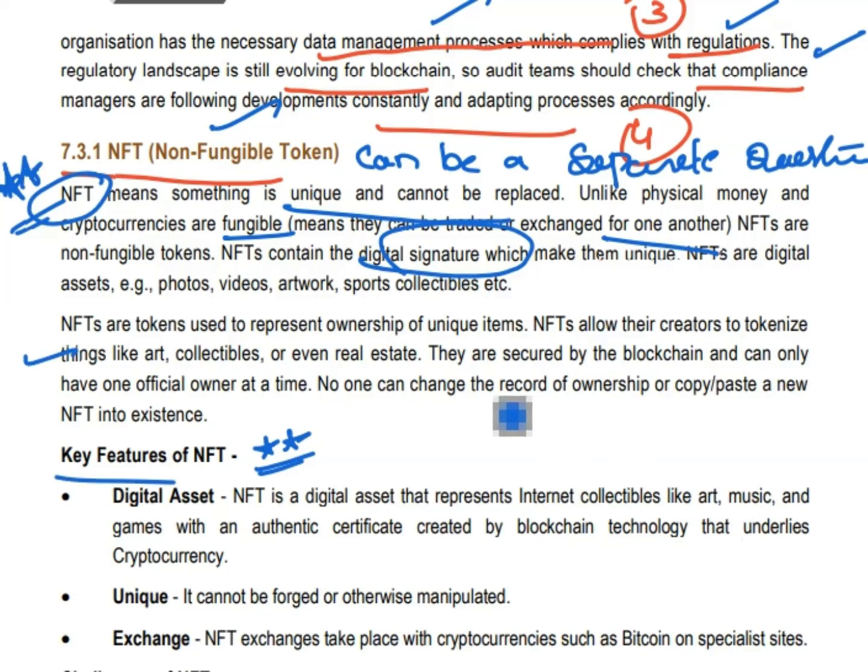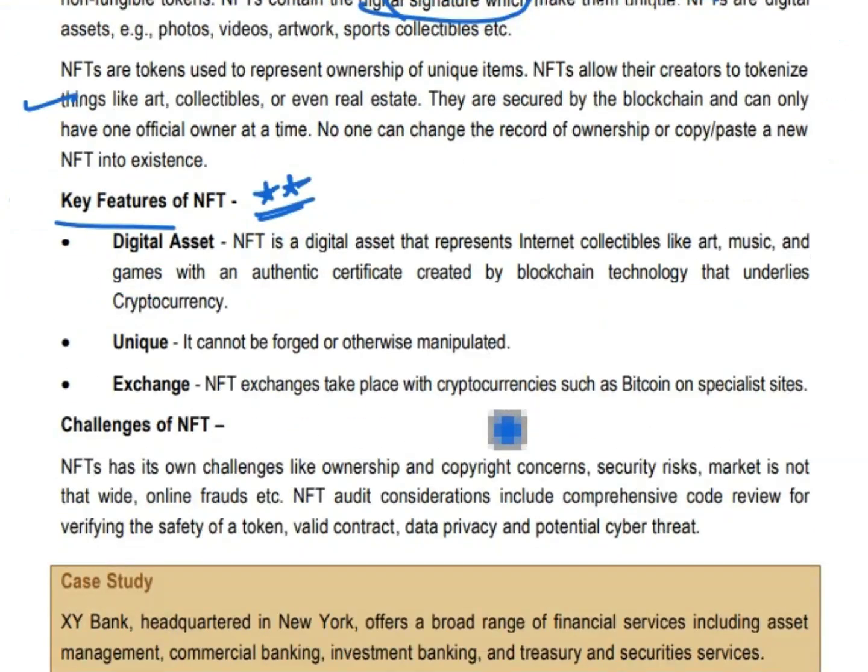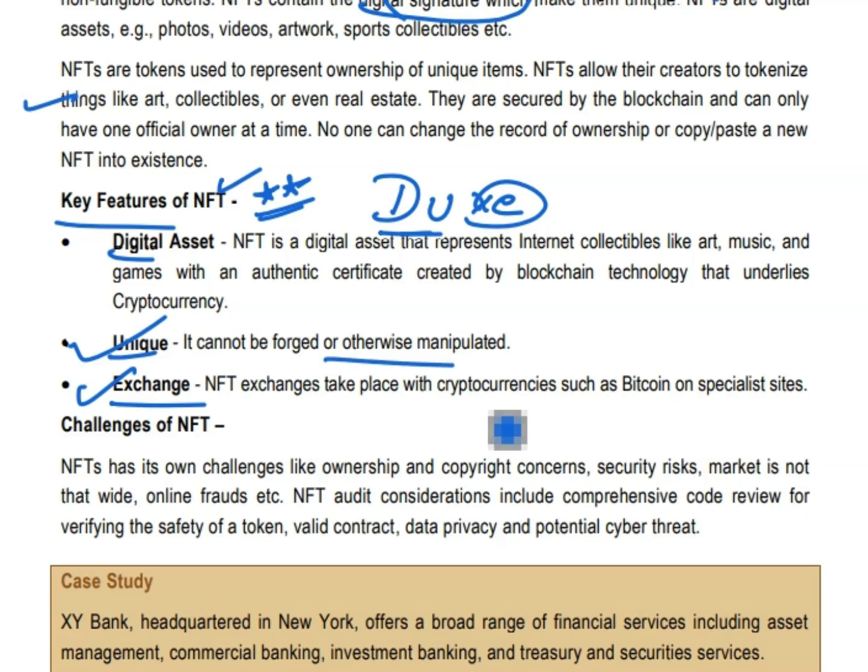Here, what are the key features of NFT? You can remember DUX, or duplex also, you can remember. So I just remember it as DUX. What is DUX? Just a keyword. D stands for digital asset, U stands for unique, X stands for exchange. So NFT you can exchange. It is unique. It cannot be forged or manipulated, and it is a digital asset.